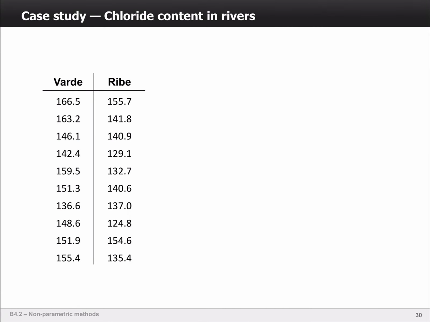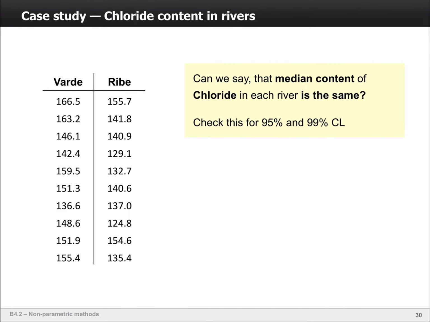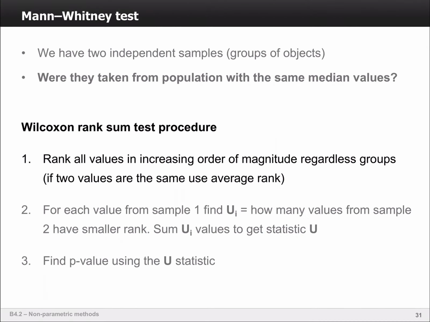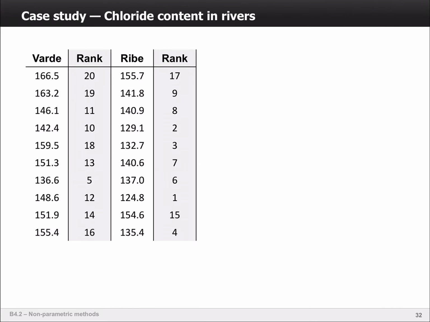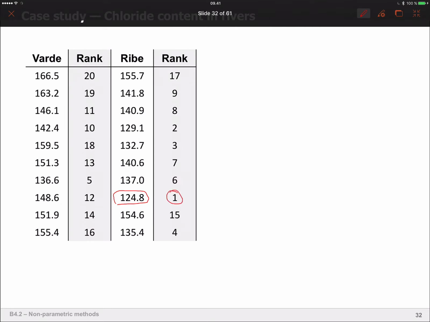So again we use Varda and Riba, and in this case we are going to compare the median. Can we say that Varda and Riba are equally contaminated if we are talking about the median contamination? So that's the first procedure. We need to rank all values in increasing order of magnitude, regardless of groups. And those are the results. If you look at all values, the smallest value is 124.8, and that's rank 1. Then the next smallest is 129.1, and that's rank 2. Then you continue, and you don't take into account the group split. You just treat it as one big sequence of values. So that's a relatively easy step.